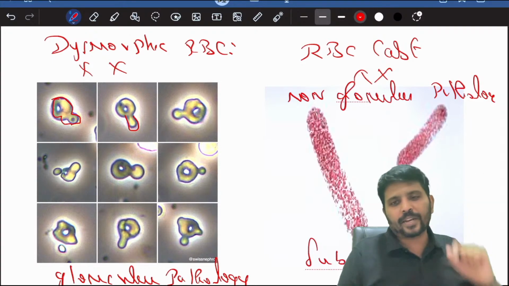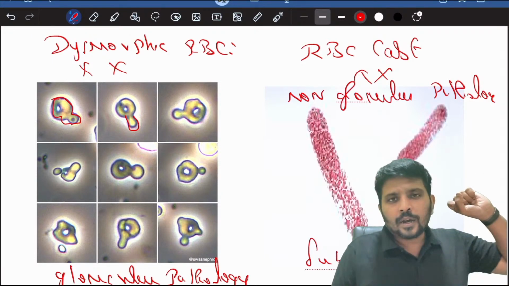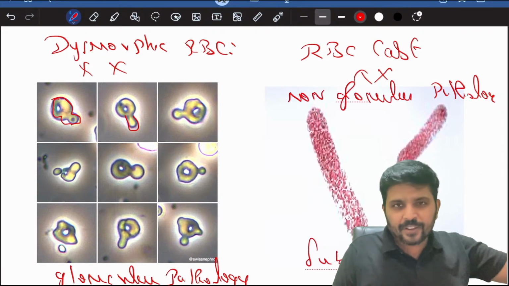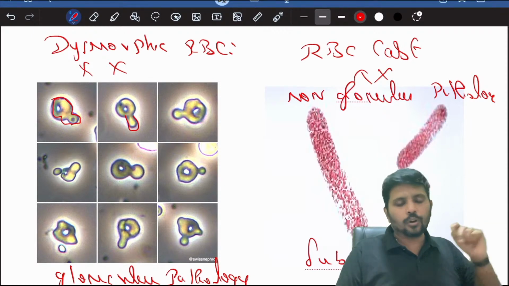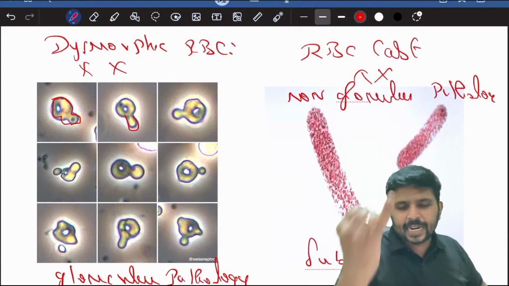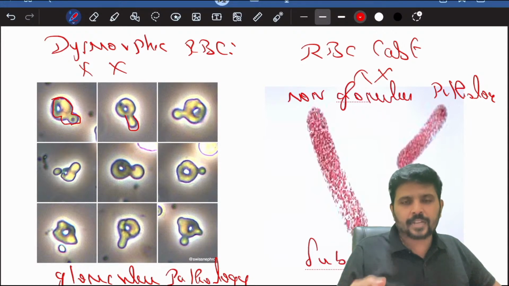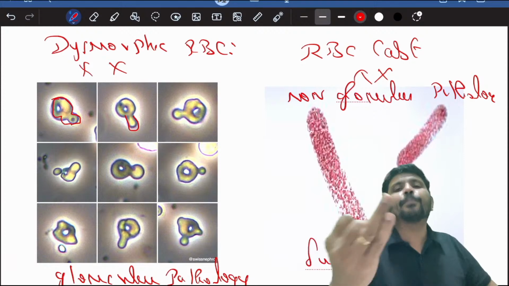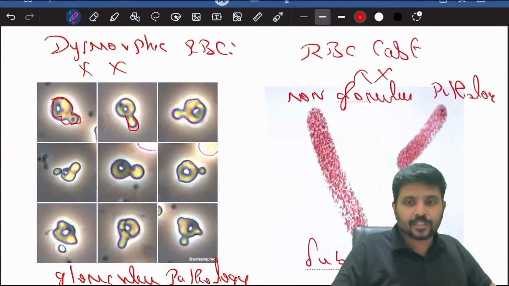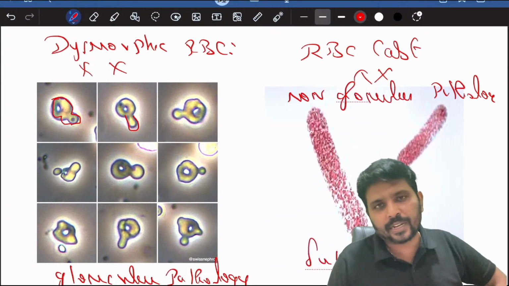So 3 points, my dear friends. Cola colored urine, dysmorphic RBCs, nephrotic range of proteinuria means glomerular pathology. Bright red urine, RBC cast, and non-nephrotic range, mild proteinuria indicates tubular pathology. Very, very important for your examination.